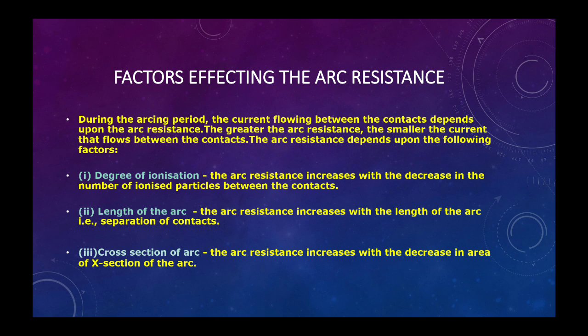Length of the arc: the arc resistance increases with the length of the arc, that is, the separation of the contacts. When the contact separation is more, that means when the air gap between the fixed contact and the moving contact increases, then the arc resistance also increases and the arc is minimized. And the cross section of the arc: the arc resistance increases with the decrease in the area of cross section of the arc. So if the area of cross section of the arc is reduced, then the arc resistance also increases. So these are the factors affecting the arc resistance.